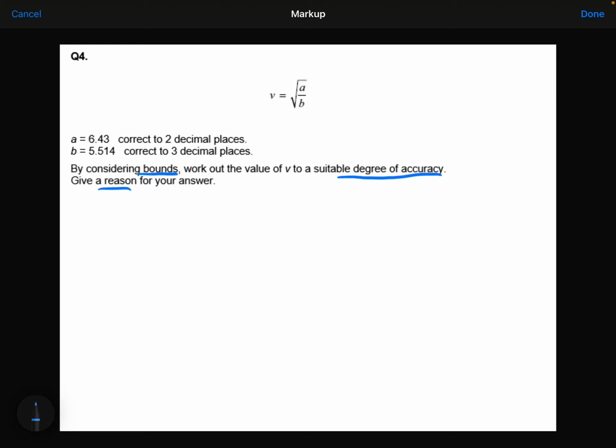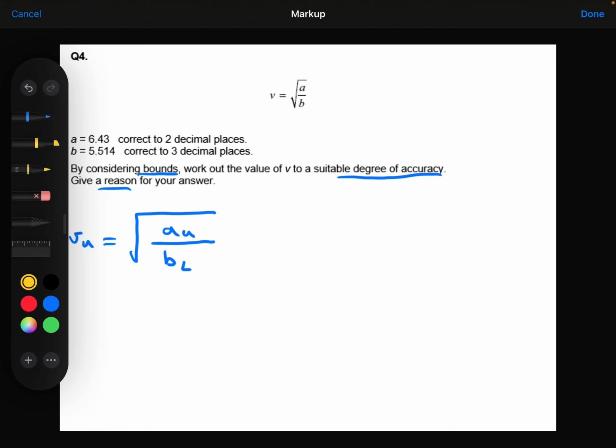So first, let's work out the upper bound for v, which would be the square root of the upper bound for a divided by the lower bound for b. To get the biggest number possible, I want to do the biggest number divided by the smallest number, the upper divided by the lower.